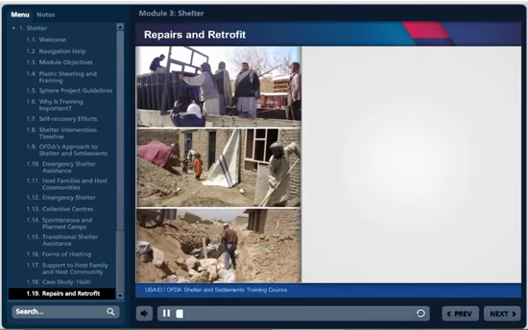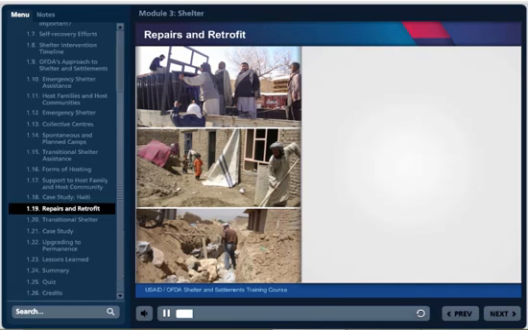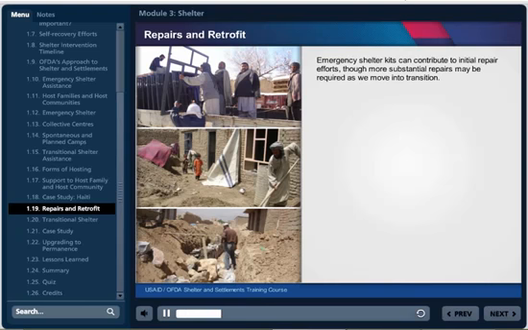Typically, only a portion of the affected housing stocks are damaged or destroyed. Emergency shelter kits can contribute to initial repair efforts, though more substantial repairs may be required as we move into transition. Understanding the nature of damage will be key to determining the common denominator of repair needs, for by this time, everyone's need will be different and there is no one solution fits all.